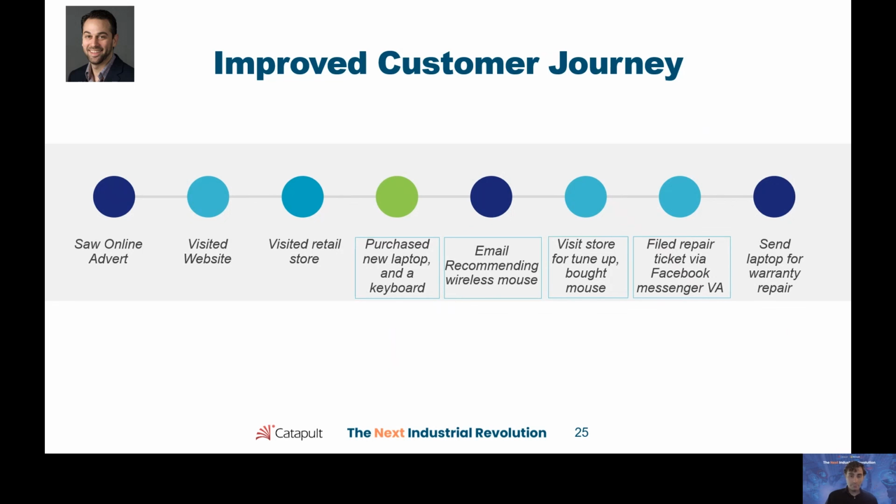And then when he had that warranty repair earlier on, he filed it via Facebook in a virtual agent before sending it off. So at this point in time, he's bought more from us. He's now bought a laptop and a keyboard and a mouse, and at a hard time, we gave him a smoother, frictionless process to come and report the issues that he had with our stuff. So hopefully he's now a happier customer and will come back to us more in the future.